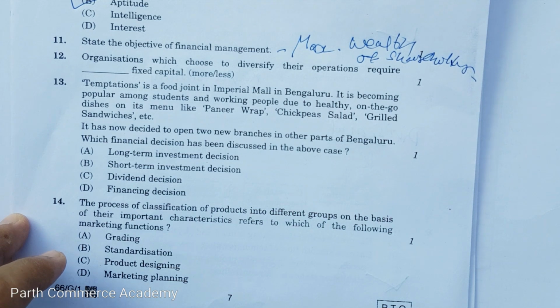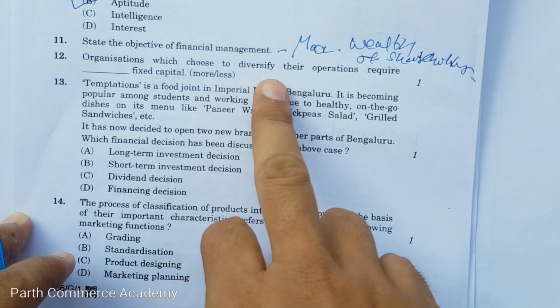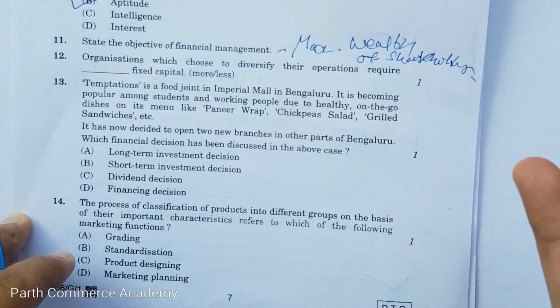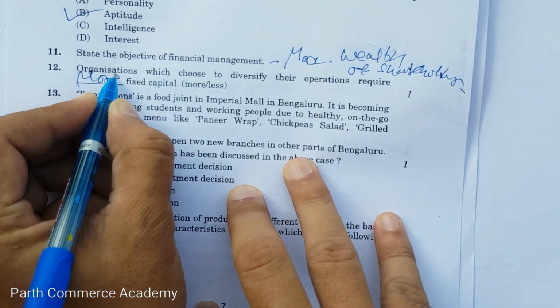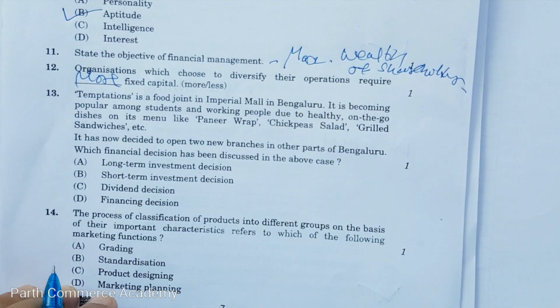Next, organizations which choose to diversify their operations require dash fixed capital. Alright, so when we are talking about choosing to diversify their operation, obviously when we are diversifying more, you need more fixed capital, okay, not less.